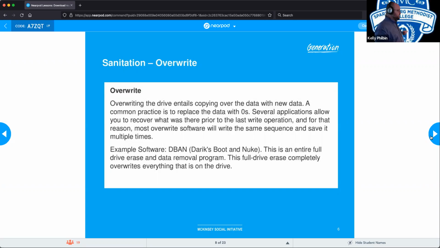So that is a form of sanitation and is called overwriting. And one of the most common types of software from this time period is called DBAN, or Darik's Boot and Nuke. So quite literally, once you run this program, you are starting pretty much from scratch. Questions with regards to sanitation?